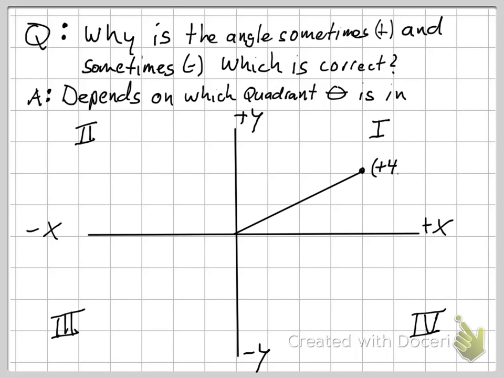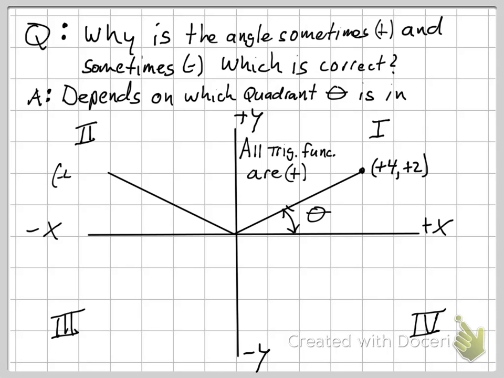Okay, but what we can do is look at our point. If my point has a positive x-coordinate and a positive y-coordinate, I know that that plot is going to be in the first quadrant, and every single one of my trig functions will be positive. Now, let's say the same point, same triangle, but my x-coordinate is now negative. Well, when I plot that, it's going to be in the second quadrant.